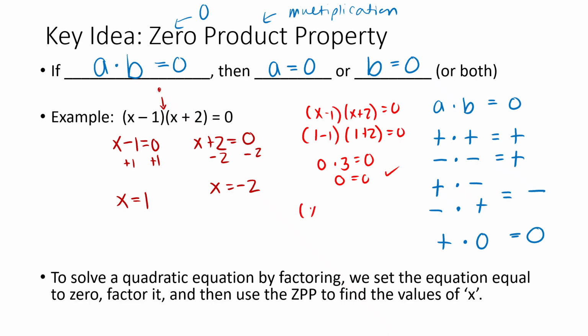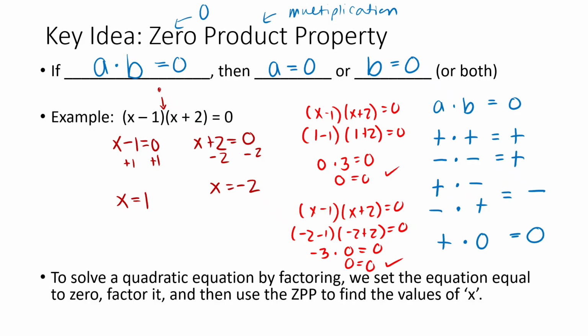But it will also work if x is equal to negative 2. So if I have negative 2 minus 1 and negative 2 plus 2, this would be negative 3 times 0. And once again, we get 0 equals 0. So that equation has two solutions. Both of them work, meaning both of them, you could plug them back in and you get a true statement.